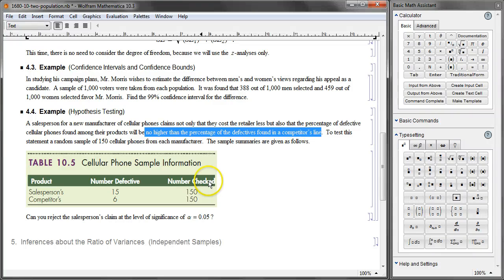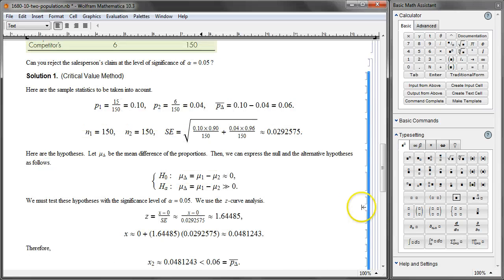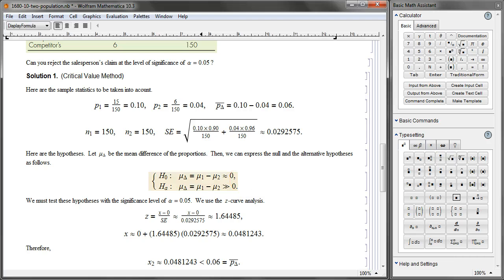And does it look like really no difference? 5 out of 150 versus 6 out of 150. Looks like salesperson's cellular phone line has more defective. So null will be no difference, and then alternative hypothesis will be bigger than that. Kind of like this here. About the same as 0, that's null, and then difference is significantly greater than 0. That's going to be the hypothesis.